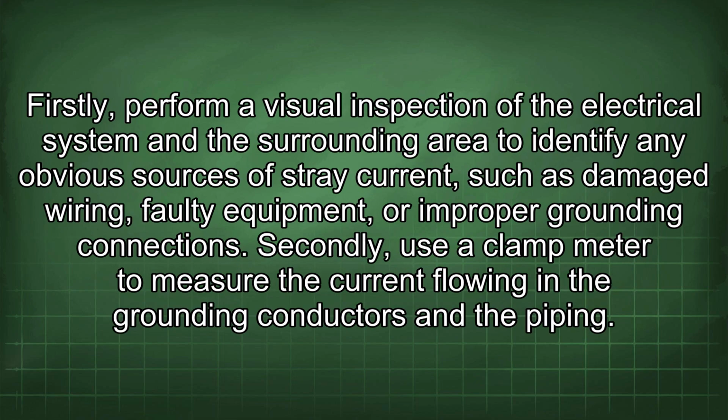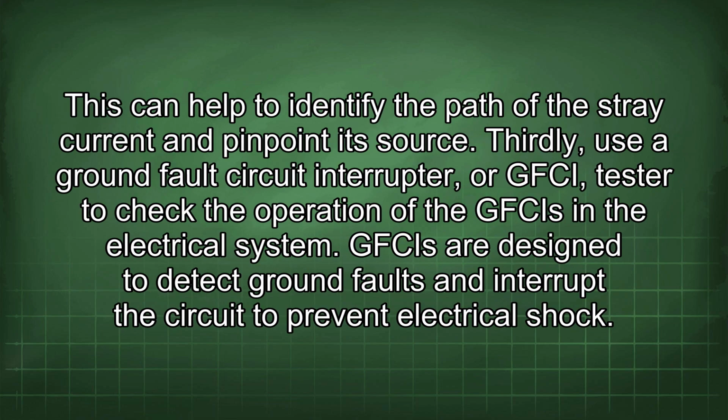Firstly, perform a visual inspection of the electrical system and the surrounding area to identify any obvious sources of stray current, such as damaged wiring, faulty equipment, or improper grounding connections. Secondly, use a clamp meter to measure the current flowing in the grounding conductors and the piping. This can help to identify the path of the stray current and pinpoint its source.